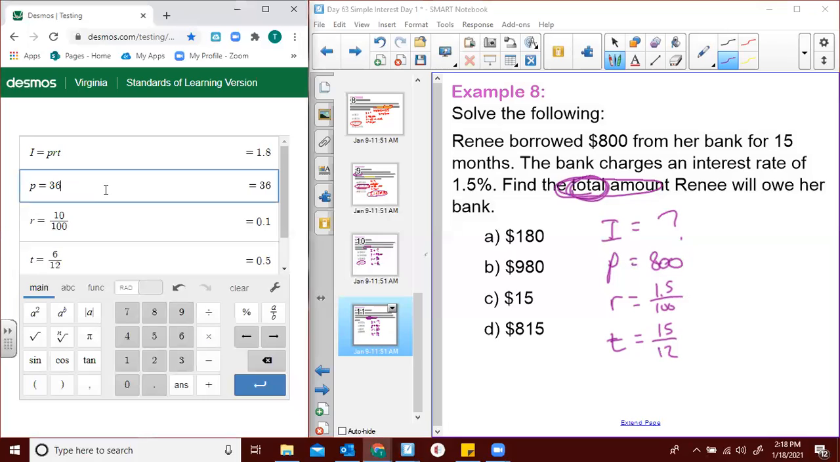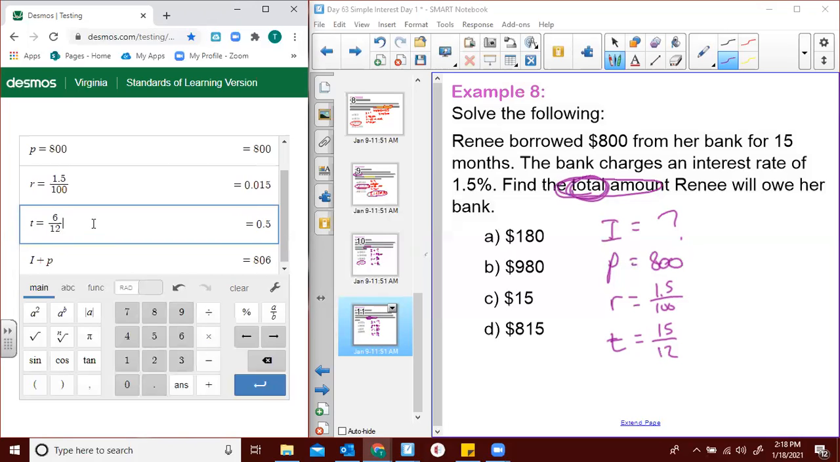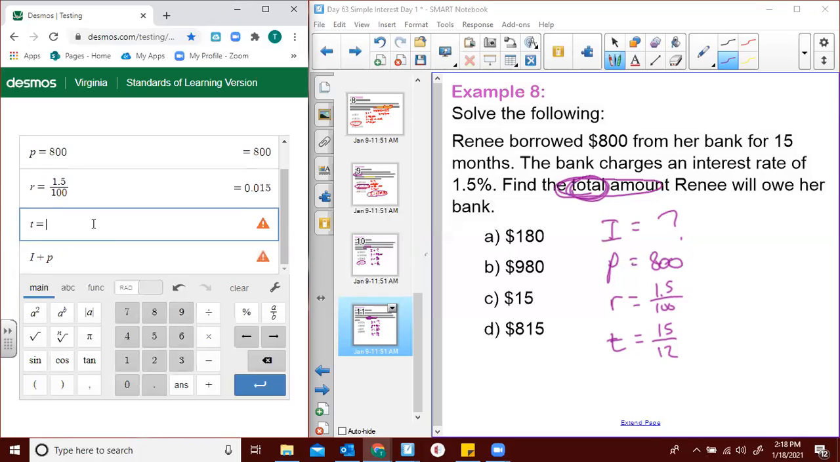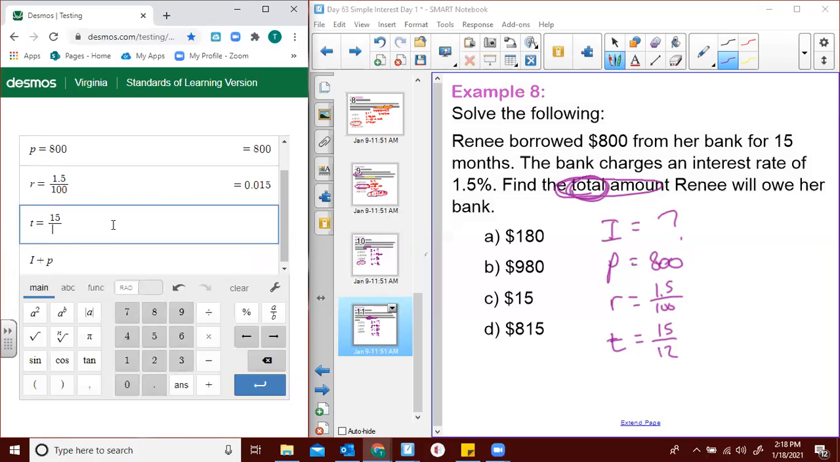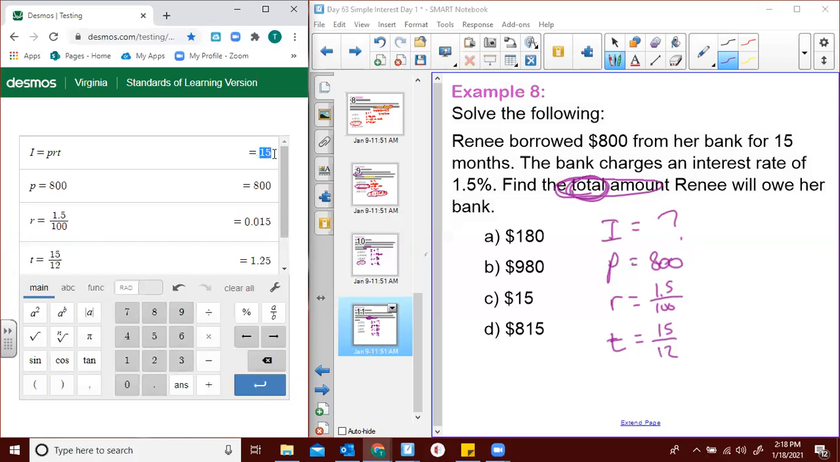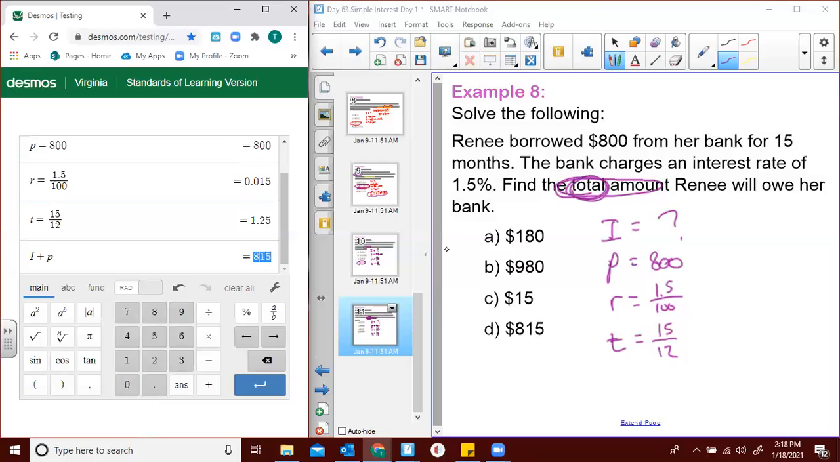Come to Desmos, pop in our principal. Look at our rate here, 1.5 divided by 100. And our time, which was 15 divided by 12. And you'll see that it converts all of these to decimals for you. But when we come to the top, it shows you this is what she paid in interest, a whopping $15. But we want to know how much she owes her bank. So we come down to where we added our interest and our principal, and you see that she owes her bank $815.